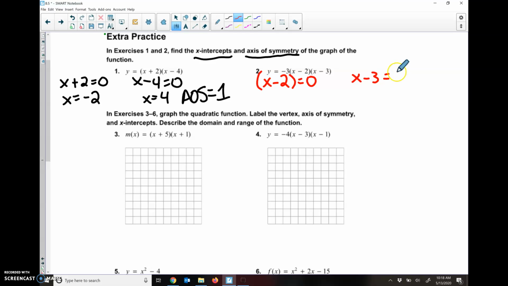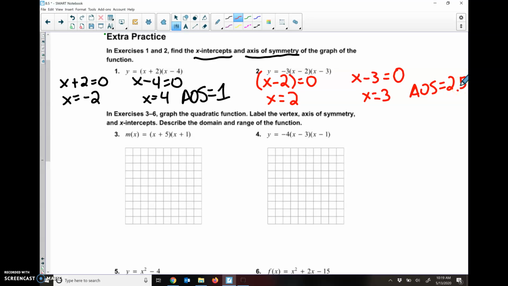And x minus 3 equals 0. So add 2 to both sides. I would get 2 for this intercept. Add 3 to both sides. 3 plus 0 is 3. I get 3 for that intercept. So my two intercepts are 2 and 3. Halfway between 2 and 3 is 2.5.